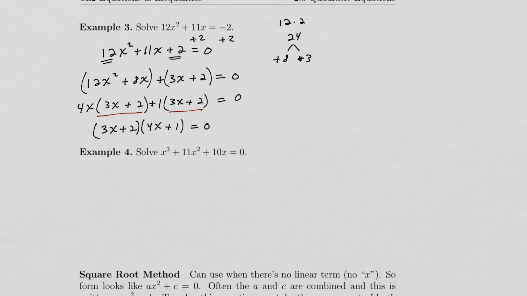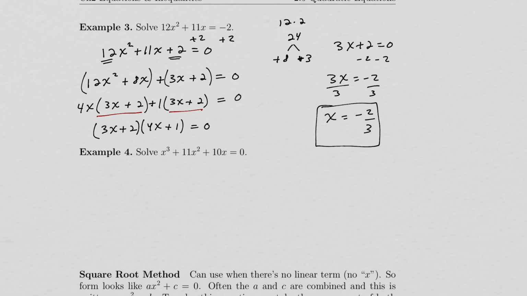Okay, now I can set each of those equal to 0, right? So one possibility is, I'll do it over here, 3x plus 2 is equal to 0. And if I solve that, I'm going to get 3x equals negative 2, divided by 3. Looks like x is equal to negative 2/3. So that's one solution.